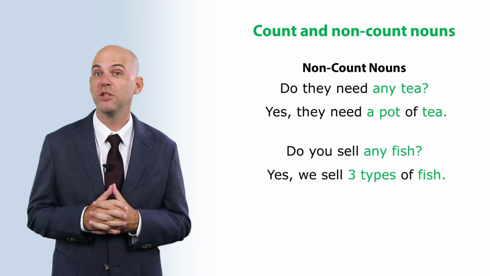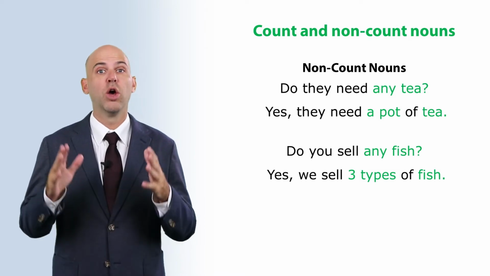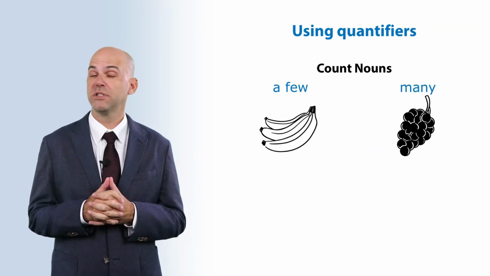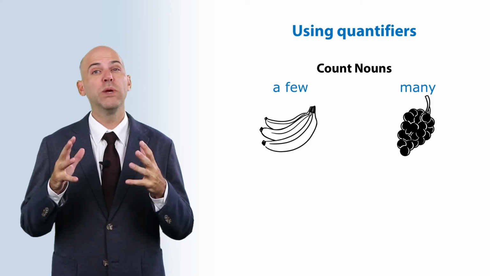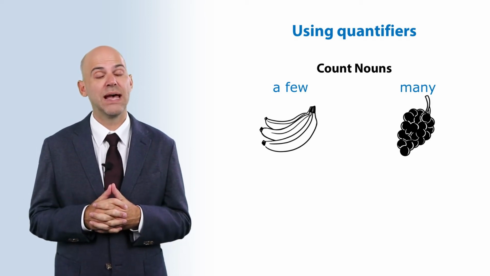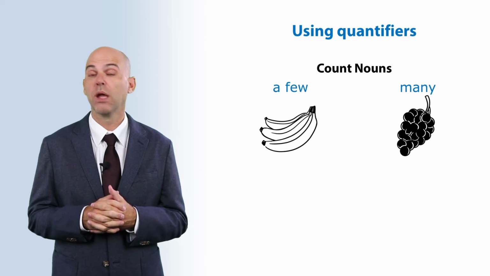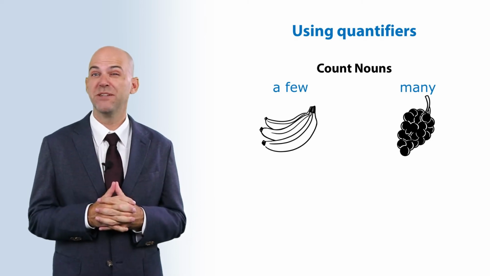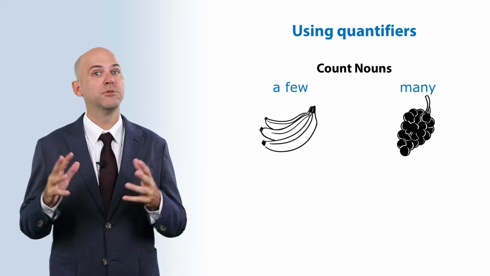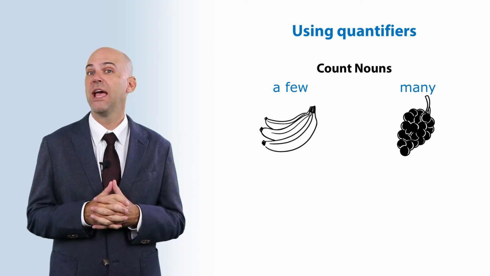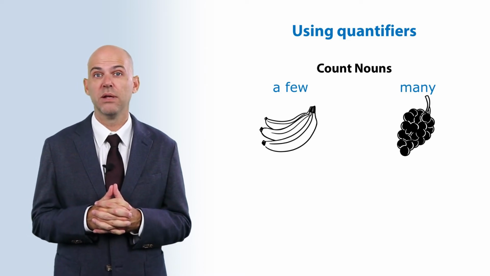Now let's move on to our next topic. Quantifiers help us describe nouns when we don't know the exact number or amount. Let's use some different quantifiers to describe count and non-count nouns.